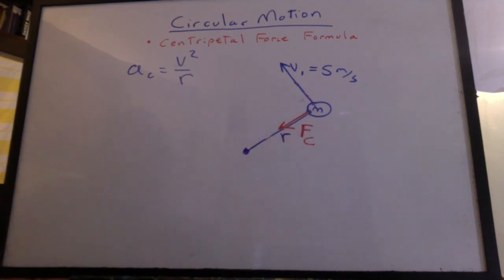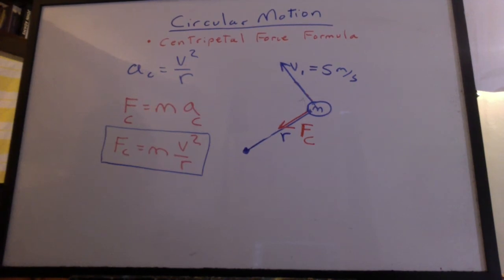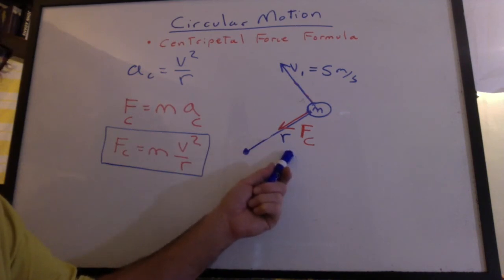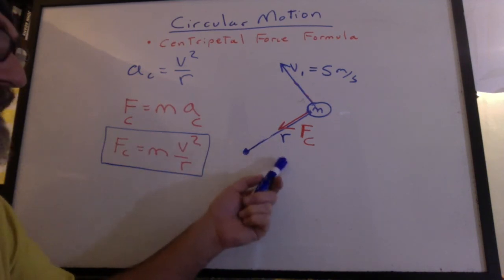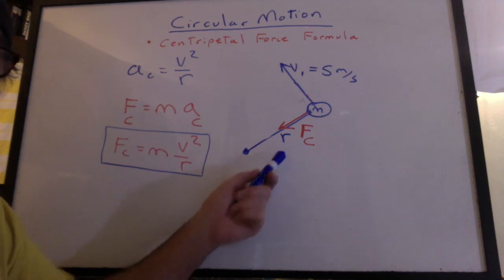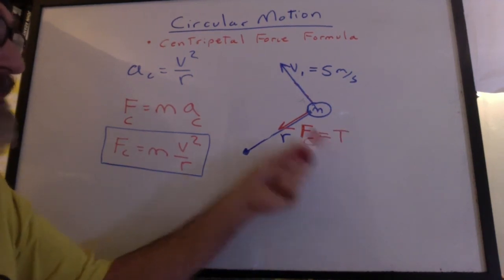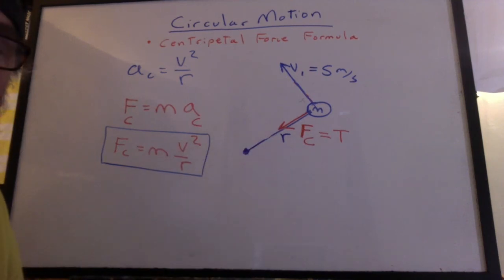We have a mass, F equals ma. If the acceleration is towards the center, the force is towards the center. And here we have the centripetal force formula. Now remember, you can't leave the diagram like this. We always have to state what causes the FC. In our lab with the ball on the string, it's the tension in the string that pulls it inward.